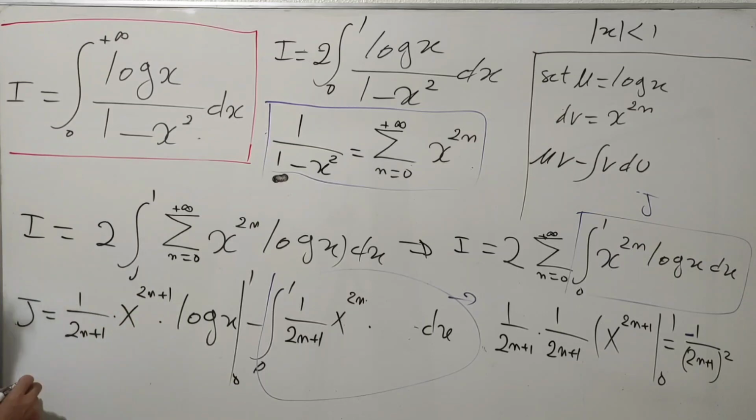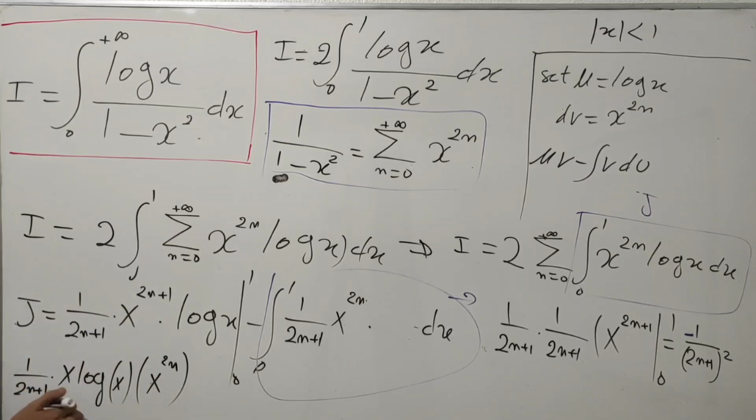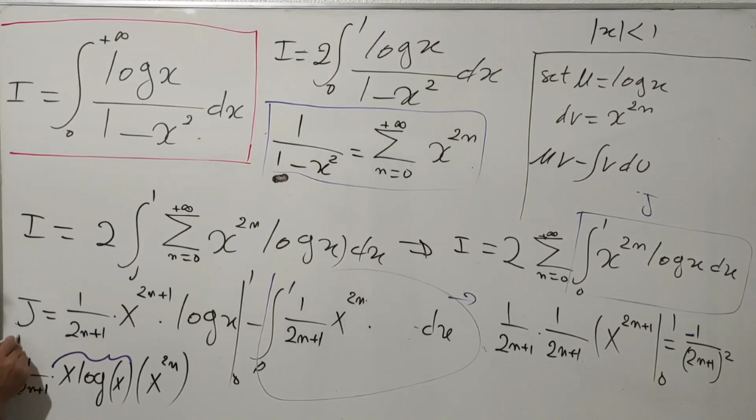So the limit of this one: I get 1 over 2n plus 1 multiplied by x multiplied by log of x multiplied by x to the 2n. I'm taking one of the x out to evaluate just this part. But remember, we are going to apply the limit as x goes towards 0 from above, with a minus sign here. Because when we put 1 in, minus this one, it is arithmetically going to be 0 by applying L'Hopital's rule. But we are going to prove it. This one is simpler to prove.